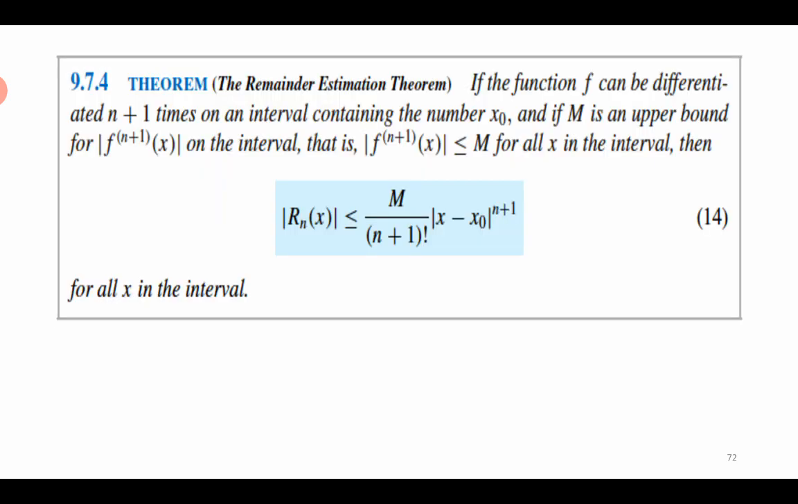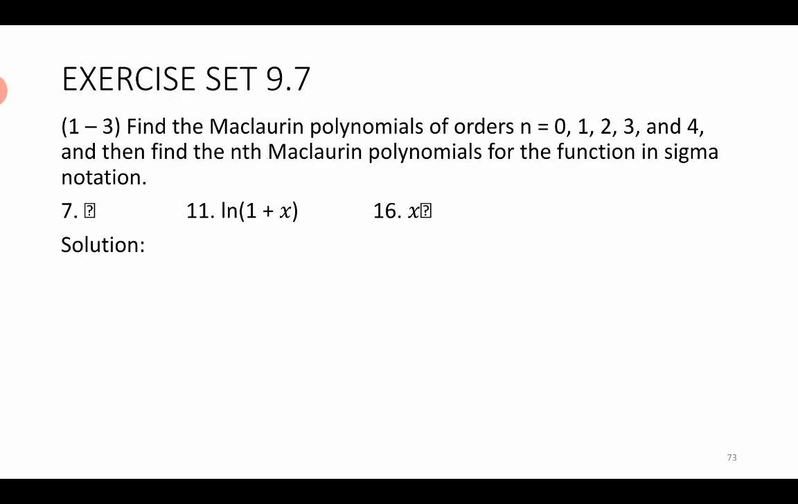Let's straight away go and solve some problems. Find the Maclaurin polynomials of order 0, 1, 2. Order 0 means there is no derivative, isn't it? The function itself. We will find the Maclaurin polynomials of orders 0, 1, 2, 3, 4, and then find the nth Maclaurin polynomial using sigma notation. We will finally use the sigma notation. The function is actually x times e raised to x.